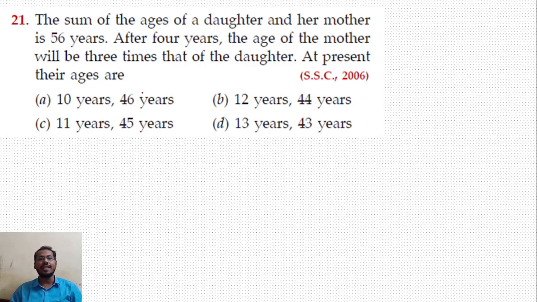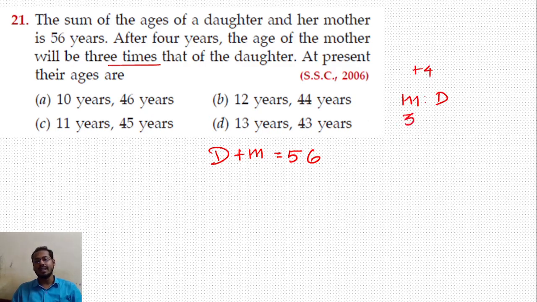the sum of ages of a daughter and her mother is 56. So let's write daughter and her mother is equal to 56. After 4 years, the age of the mother will be 3 times that of the daughter. So 3:1, right? 3 times of the daughter.